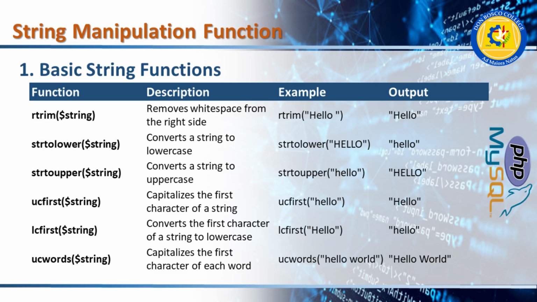strtolower converts a string to lowercase. strtoupper converts a string to uppercase. ucfirst capitalizes the first character of a string. lcfirst converts the first character of a string to lowercase. And ucwords capitalizes the first character of each word.